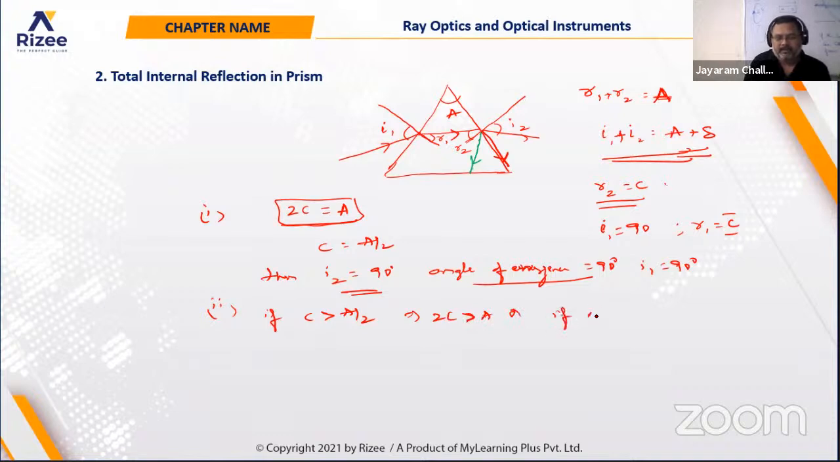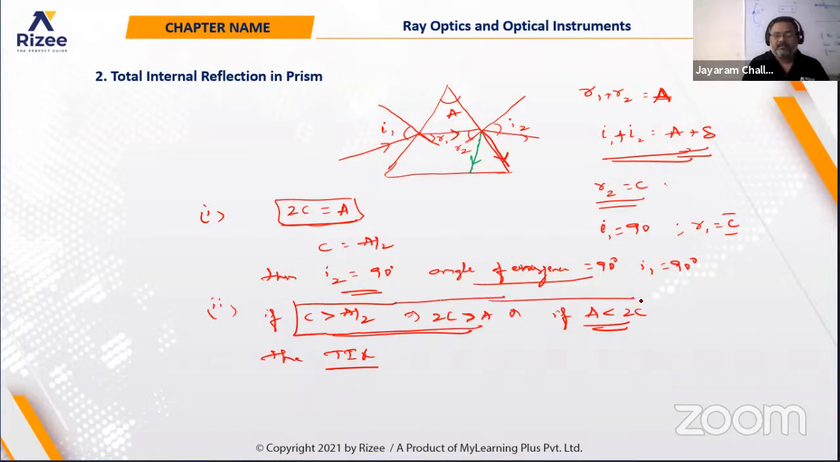if the angle of the prism is less than 2C, then total internal reflection takes place. Then TIR takes place. That means the light ray does not emerge out of the prism. This is the condition for no emergence, when the light ray will not emerge outside. It will come back into the same medium. So this is the condition for total internal reflection to happen inside the prism.